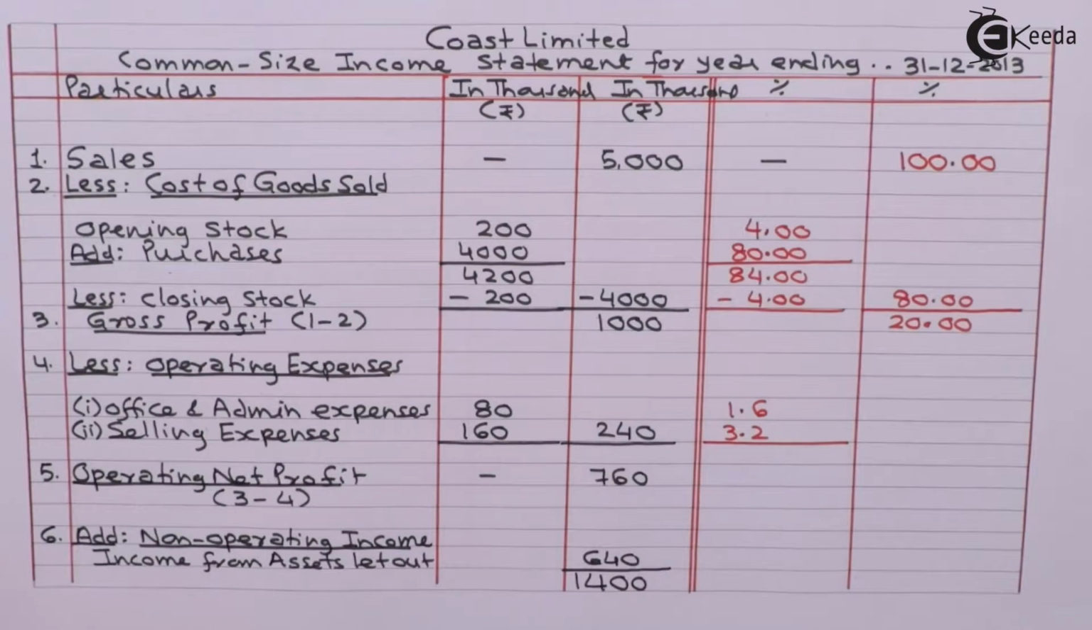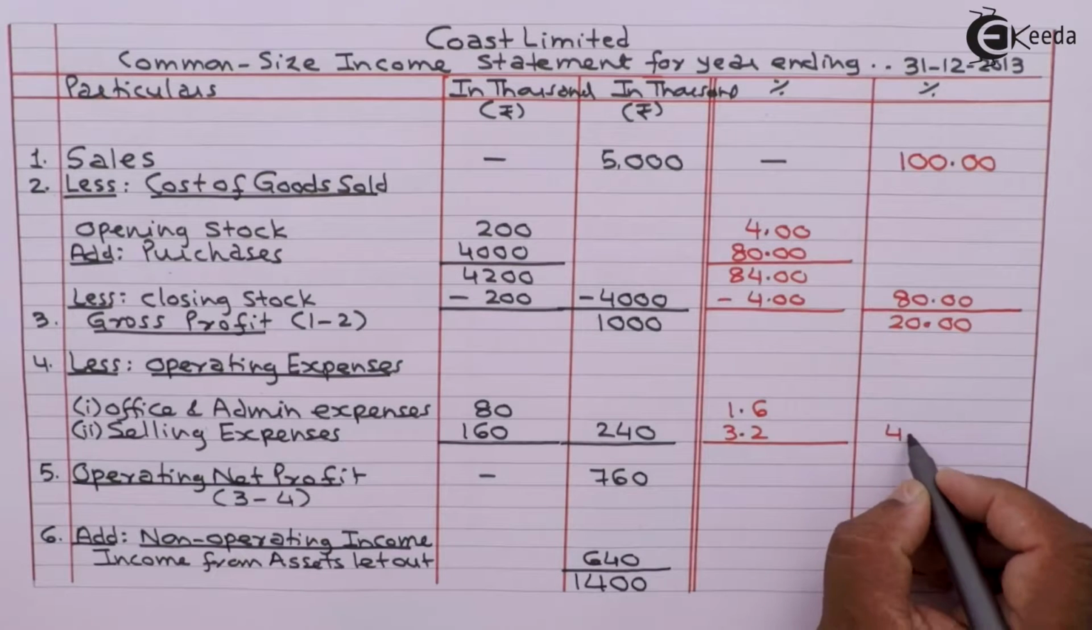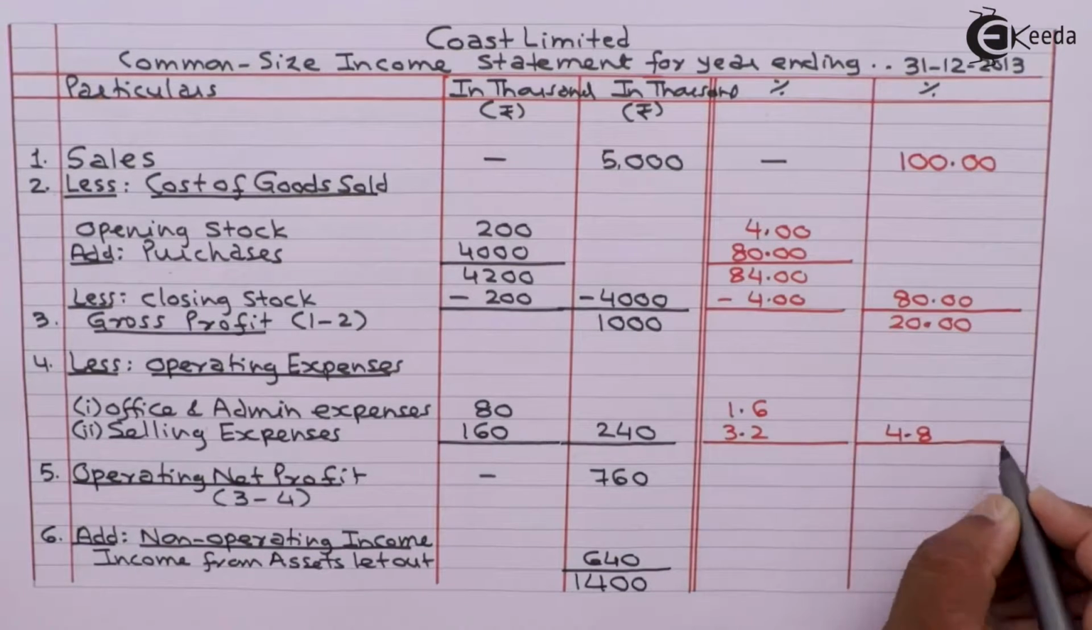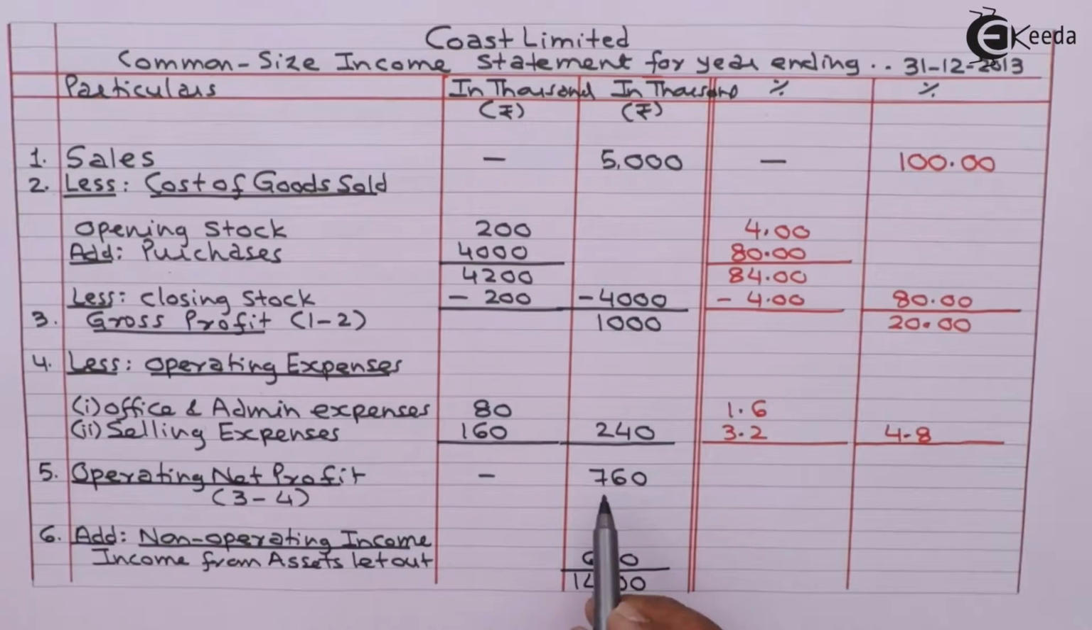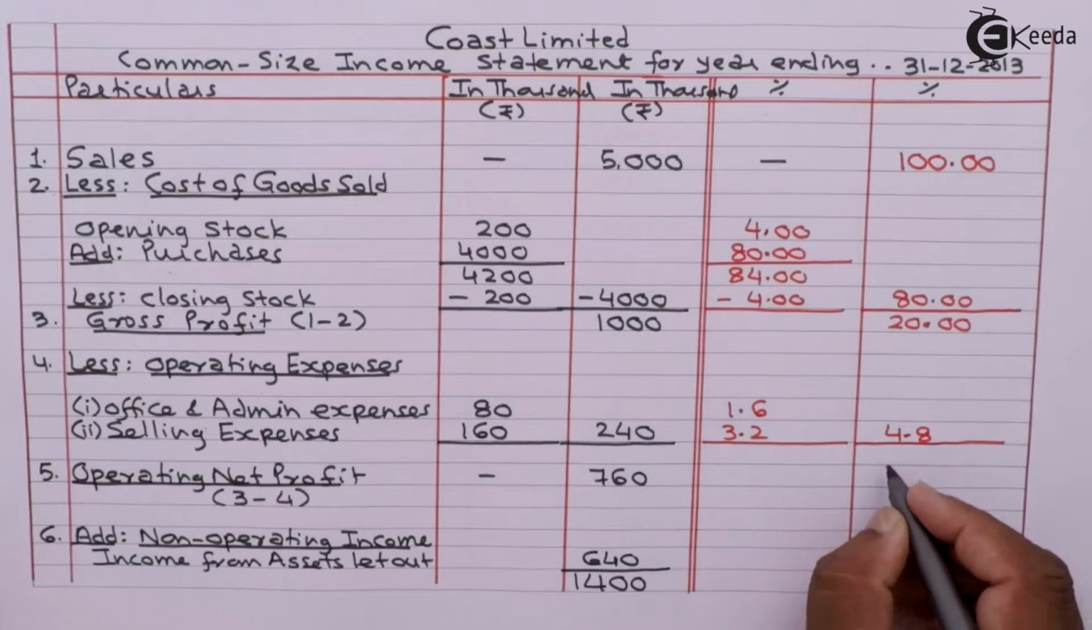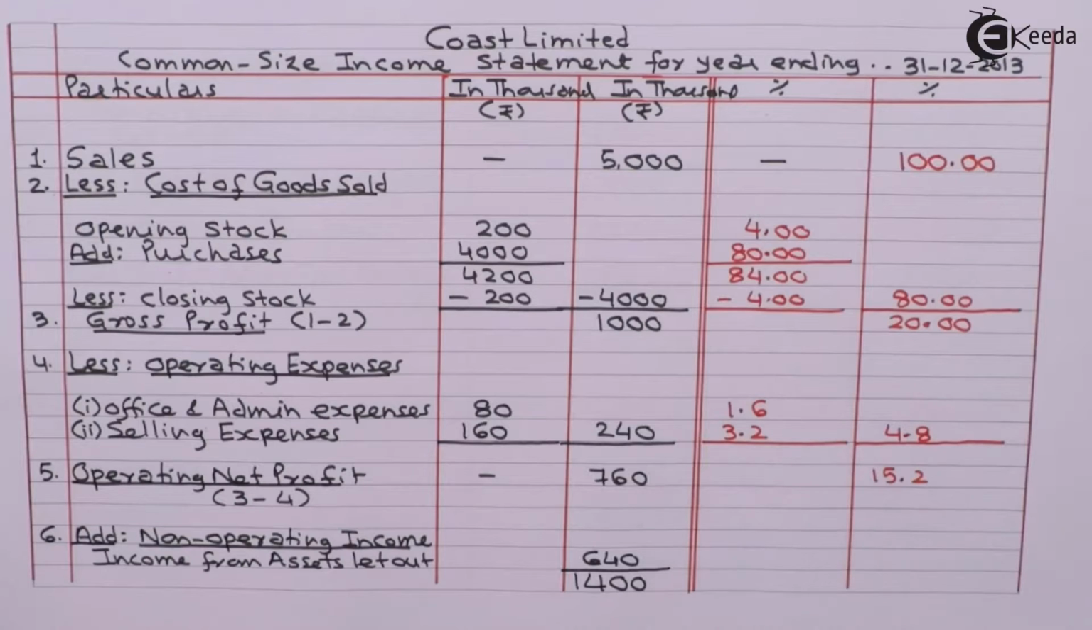240,000 total operating expenses, 4.8%. Operating net profit 760,000, 15.2%. Non-operating income from assets let out 640,000, 12.8%.